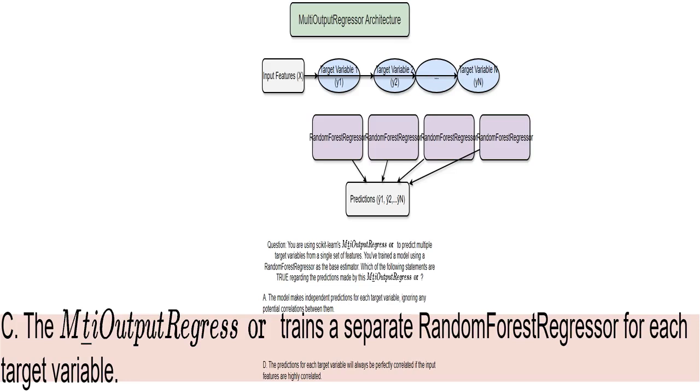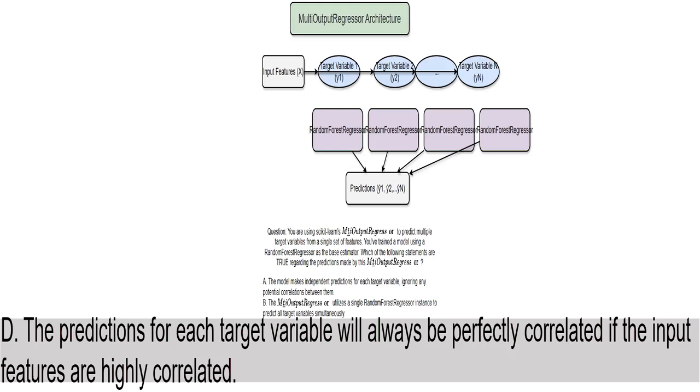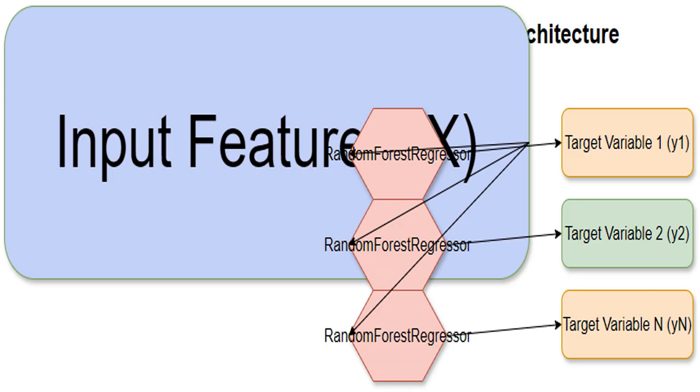This is a key point to understand the multioutputRegressor's internal mechanism. Option D explores the relationship between input feature correlation and prediction correlation. Will highly correlated inputs necessarily lead to perfectly correlated predictions when using the multioutputRegressor? These are the independent variables used to predict the target variables.